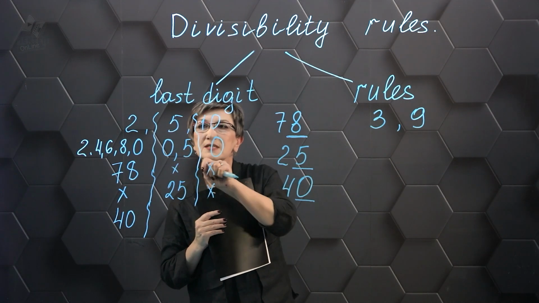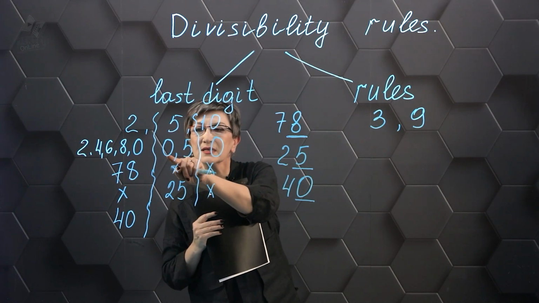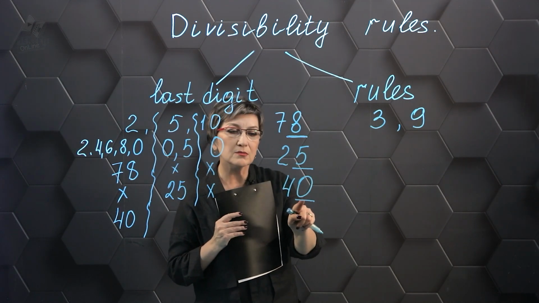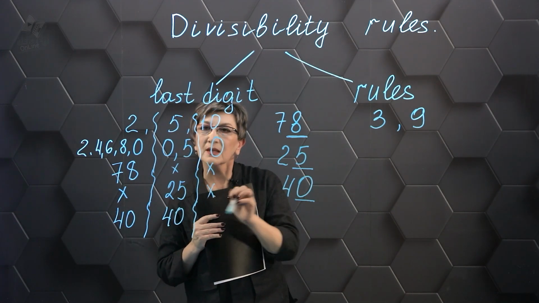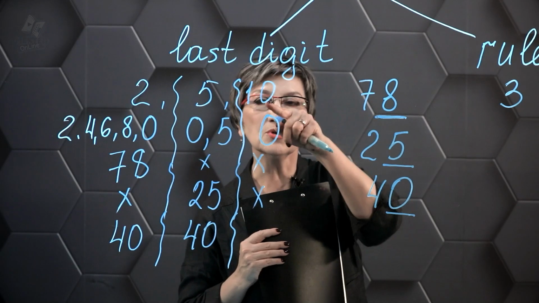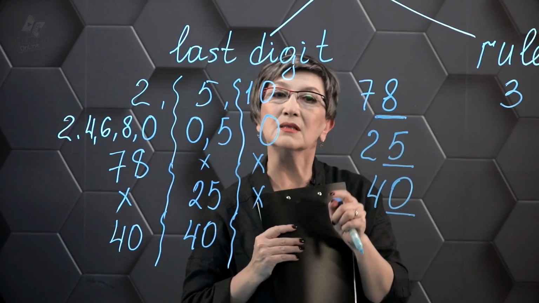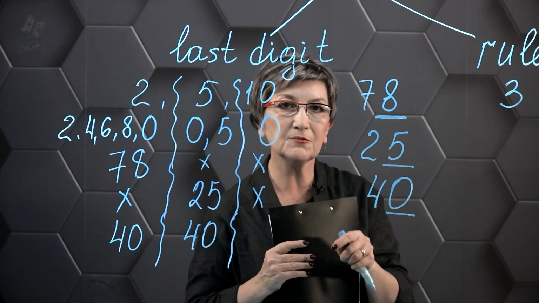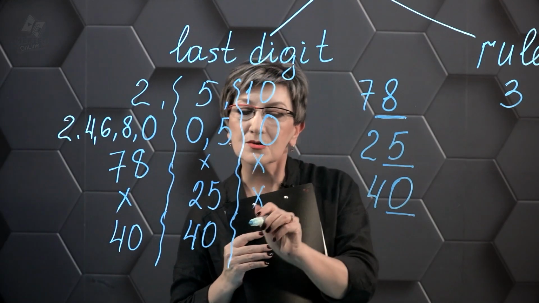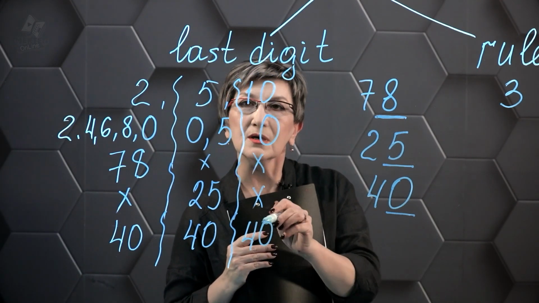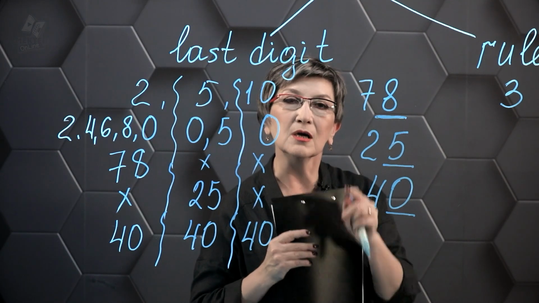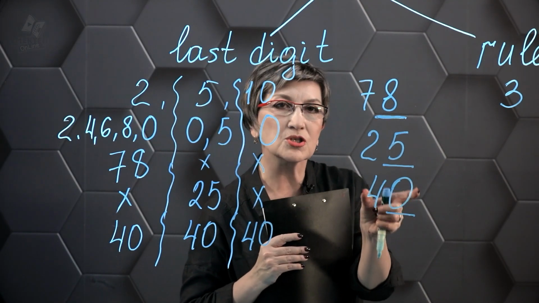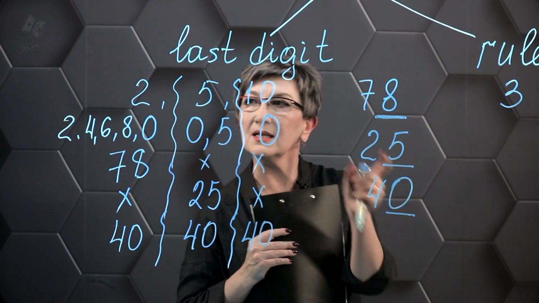You can divide a number by 5 if the last digit is 0 or 5. In this example, it's 0. Write it down. Can 40 be divided by 10? Yes, you can if the last digit is 0. I can divide 40 by 10. Now you'll notice that you can divide 40 by 2, 5, and 10.